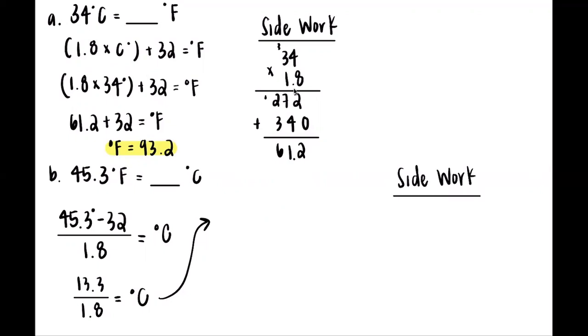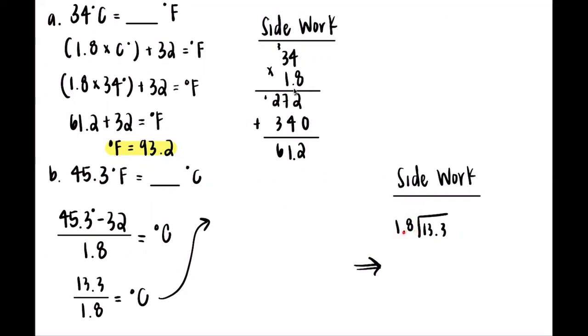So what that implies is, again, we're going to take 1.8 and divide it into 13.3. But remember, when it comes to decimals, the number on the outside has to be a whole number. So that implies we have to move the decimal until we have a whole number.